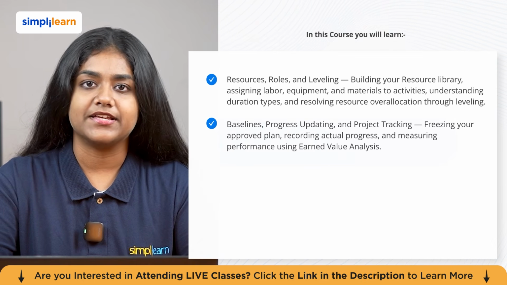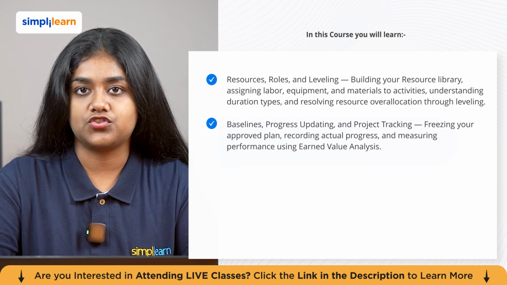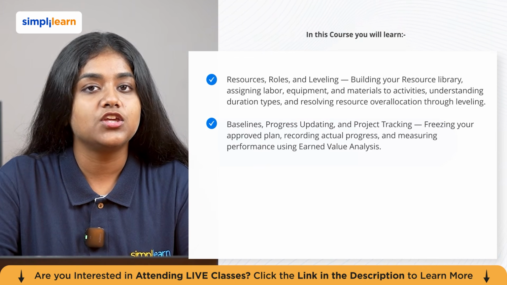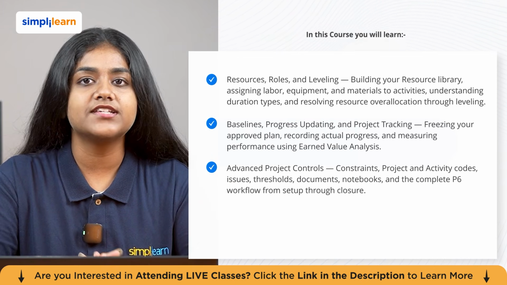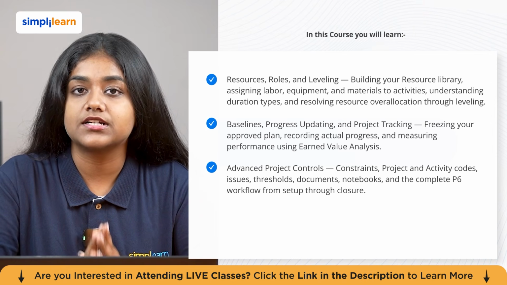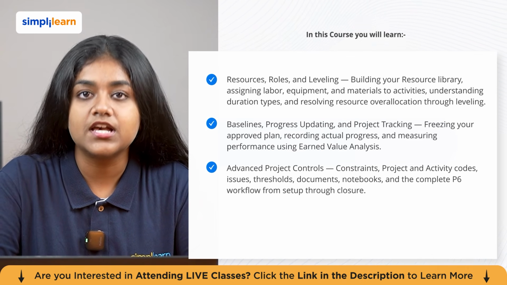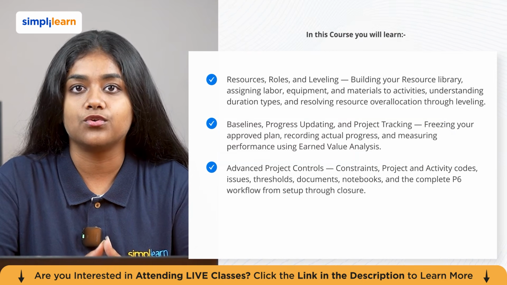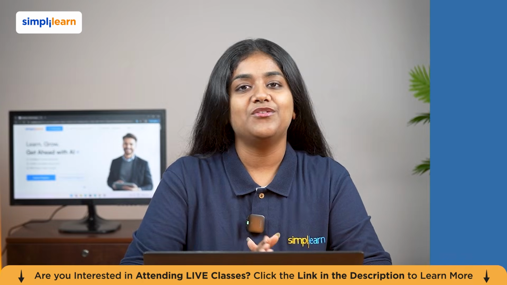Module 6 covers baselines, progress updating, and project tracking, freezing your approved plan, recording actual progress, and measuring performance using earned value analysis. Module 7 covers advanced project controls, constraints, project and activity codes, issues, thresholds, documents, notebooks, and the complete P6 workflow from the setup through the closure. So now let's get started.